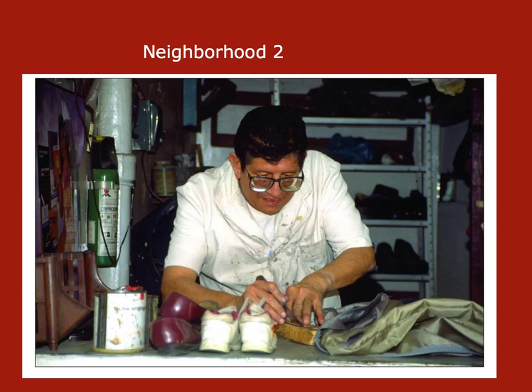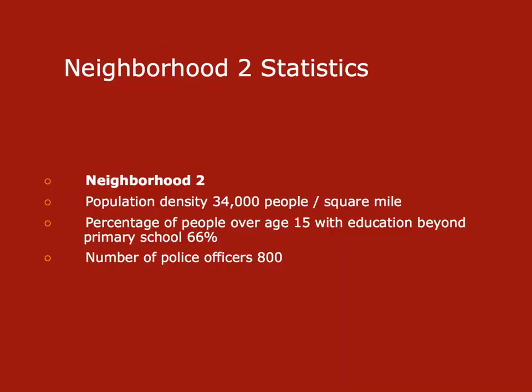If we were to interview him a little bit about his neighborhood, he would tell us that his neighborhood has a population density of about 34,000 people per square mile. The percentage of people over the age of 15 with education beyond primary school is about 66%, and the number of police officers is 800. So you should write this information down right now in your packet, so as you're going through your communities or your districts, it'll be easier to find that information.